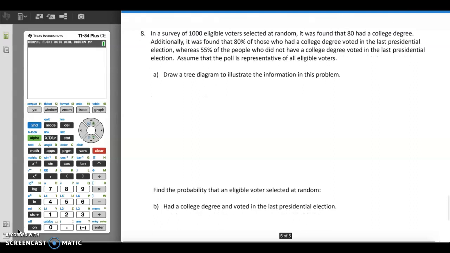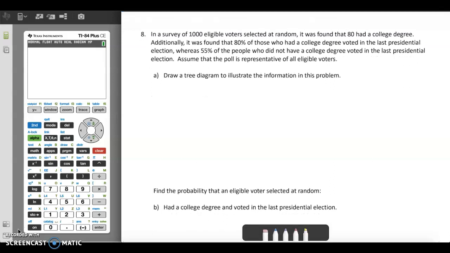Okay, so it says, in a survey of 1,000 eligible voters selected at random, it was found that 80 had a college degree. Additionally, it was found that 80% of those who had a college degree voted in the last presidential election, whereas 55% of the people who did not have a college degree voted in the last presidential election. Assume the poll is representative of all eligible voters. Okay, first we want to draw a tree diagram to illustrate this information.